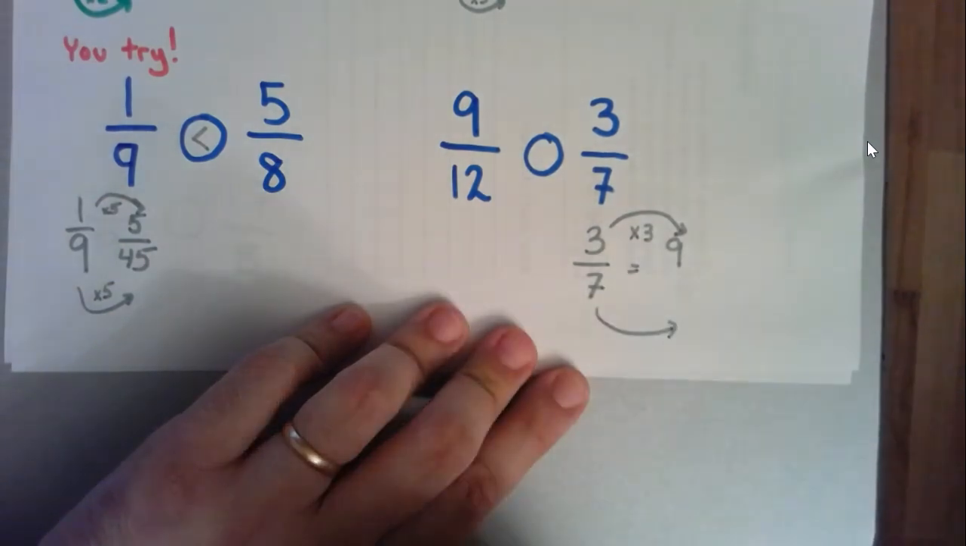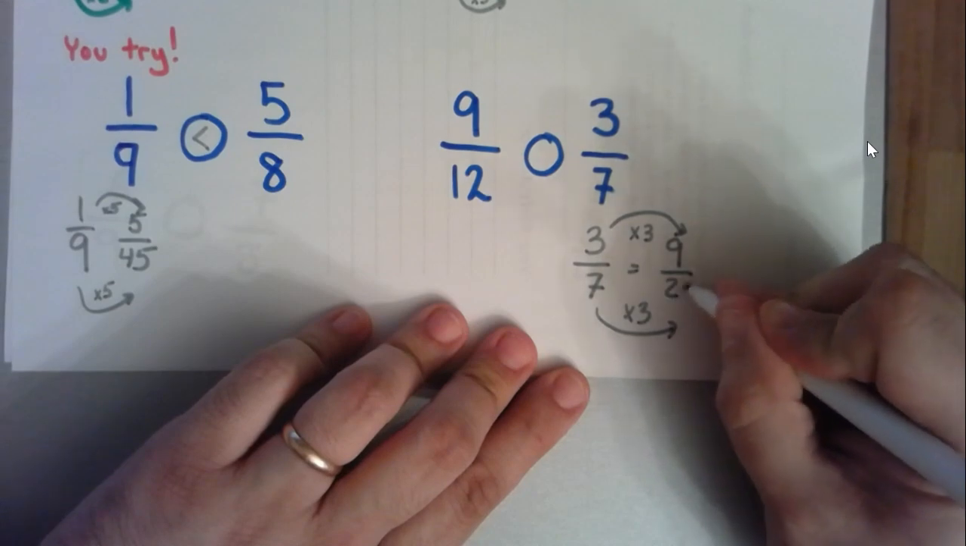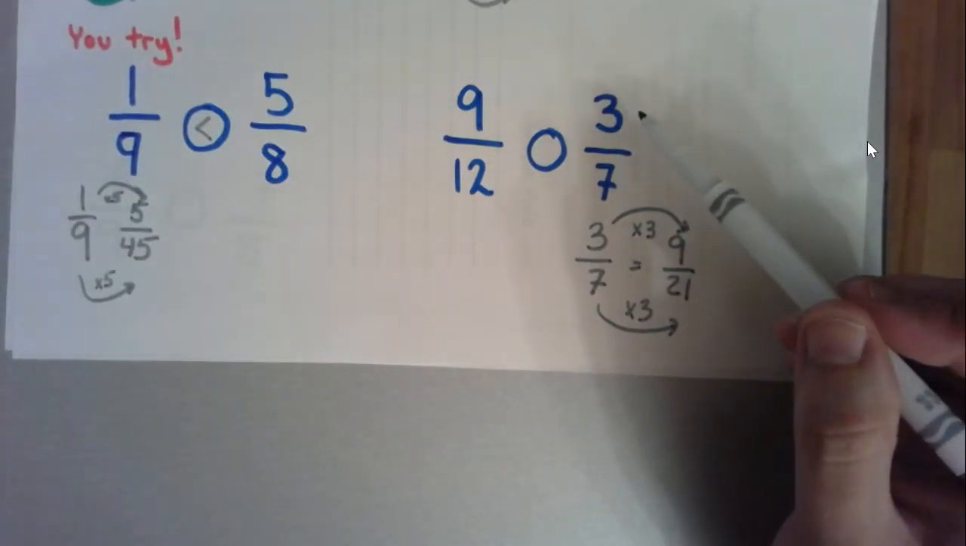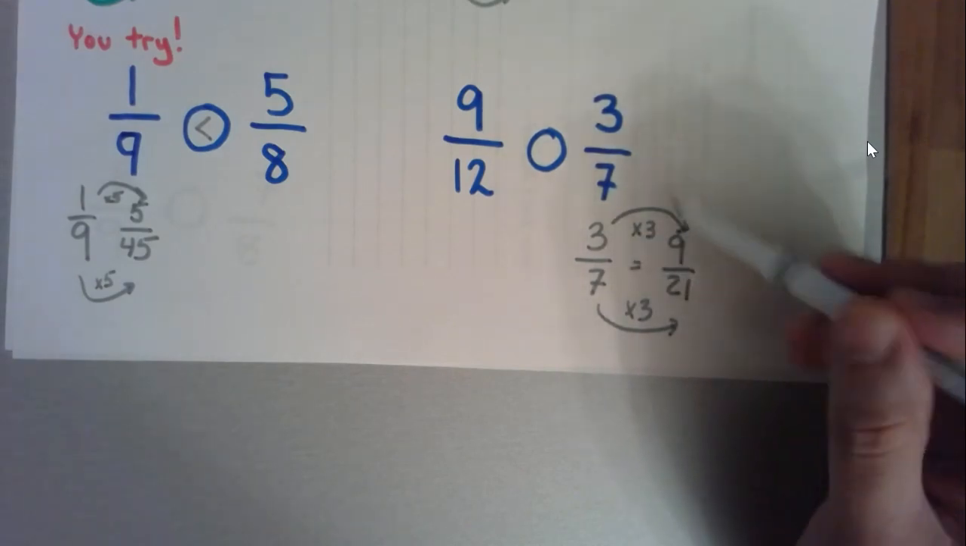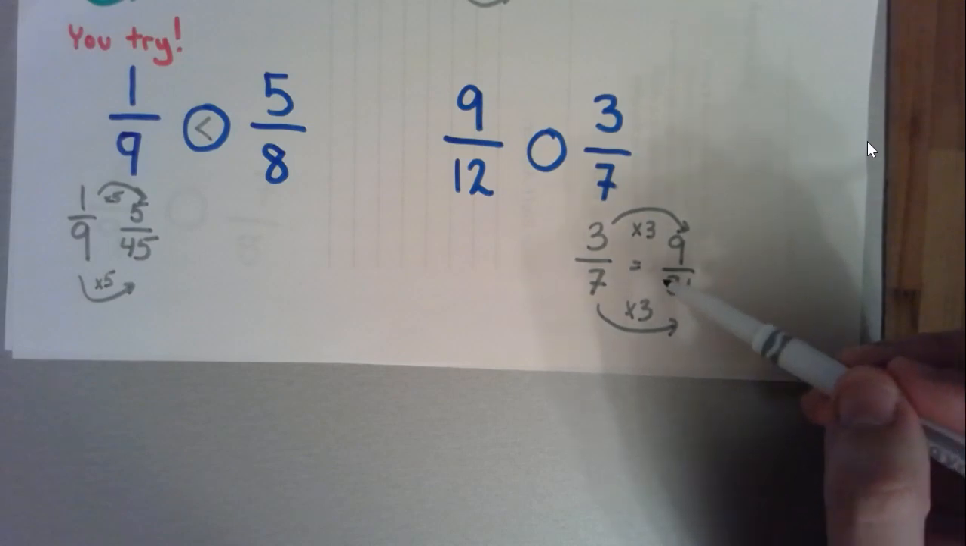What I do to the top, I've got to do to the bottom. So 7 times 3 equals 21. So I've got 9/12 versus 9/21. And we can use that same strategy here.